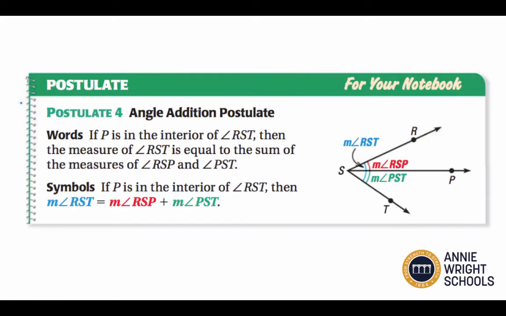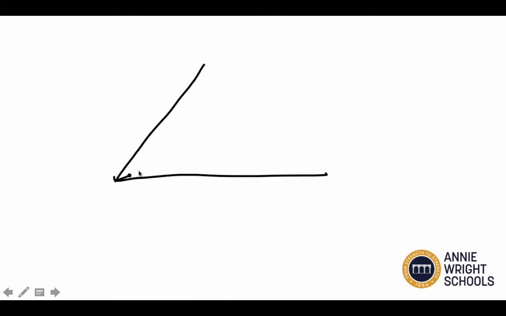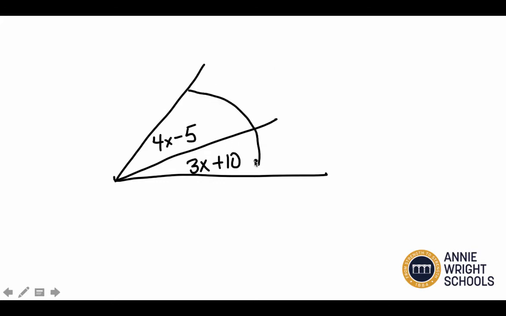Back to the angle addition postulate. We are going to use the angle addition postulate much like we use the segment addition postulate. So you're going to see problems in your homework tonight that look something like this, or in your classwork tomorrow. They might say that this is 3x plus 10, and then that this is 4x minus 5, and then they might say the whole angle is 10x minus 20.